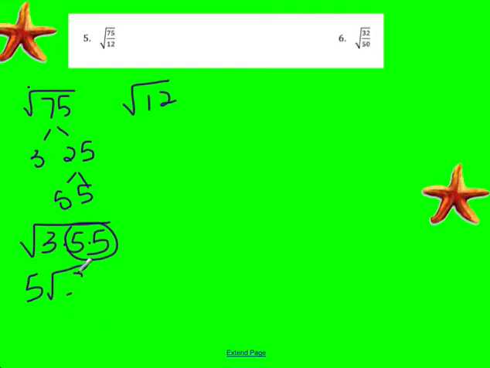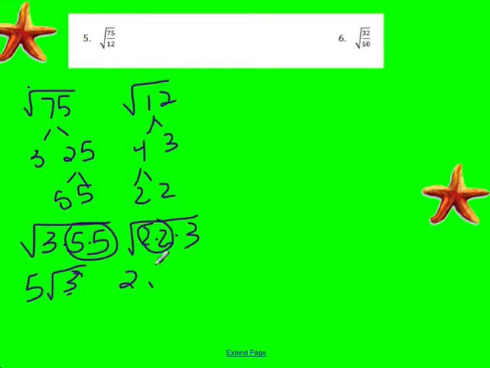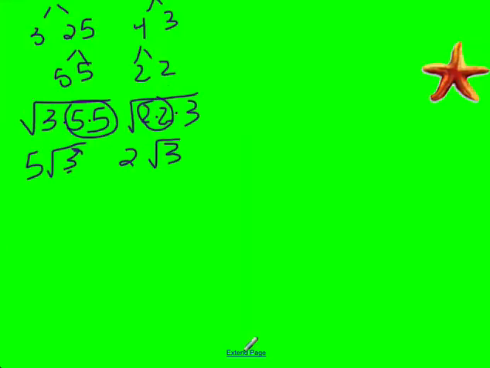All right, then we want to break down the 12. So for the 12, we have 4 and 3, and then we have 2 and 2. So then we have underneath the radical 2 times 2 times 3. So we're going to take out a pair of 2's, write that on the outside, and then we have the square root of 3.